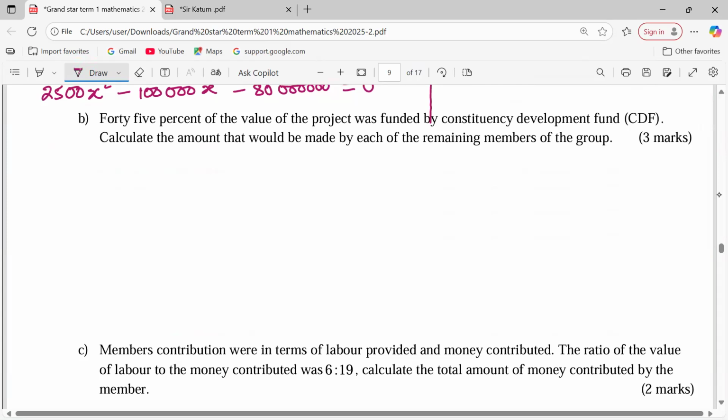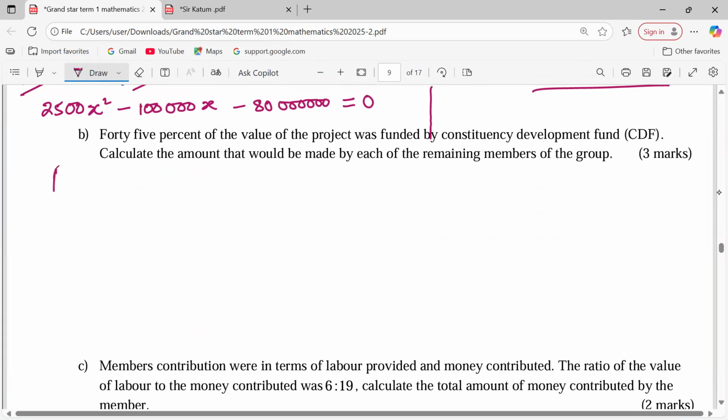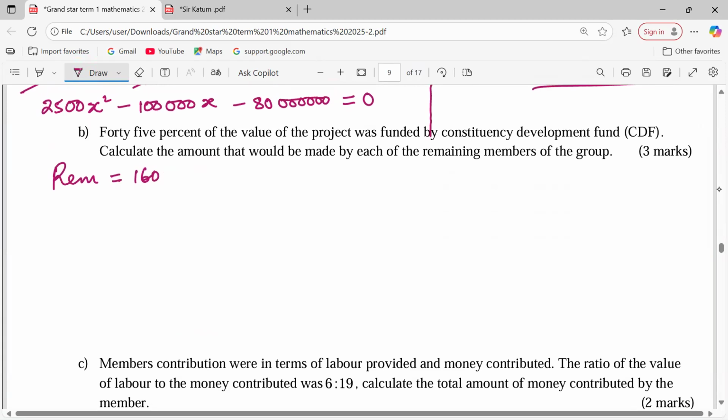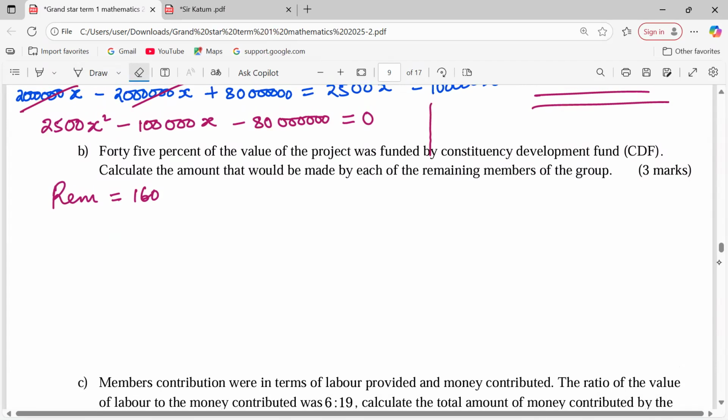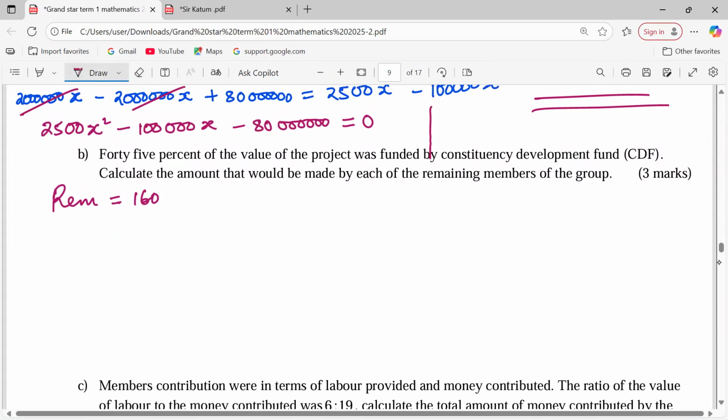Now we are in part B of the first question. 45% of the value of the project was funded by the Constituency Development Fund, that's the CDF. Calculate the amount that would be made by each of the remaining members of the group. So now we say original number is 200, therefore remaining number is 160 because 40 withdrew. Now we are told that 45% of 2 million is being funded by the CDF. I'm just thinking out very fast.